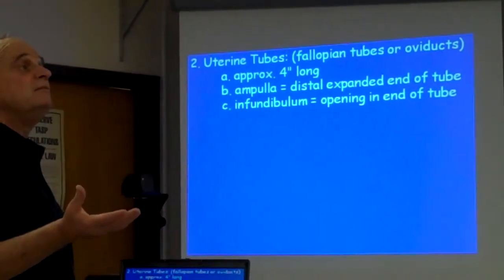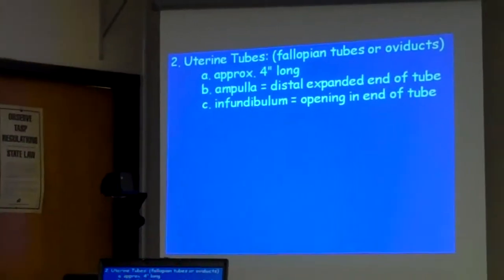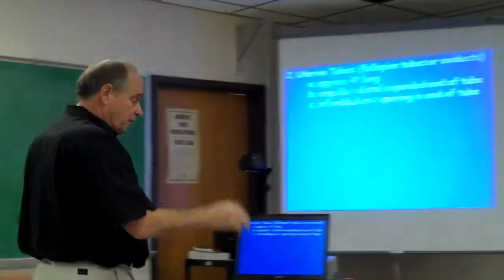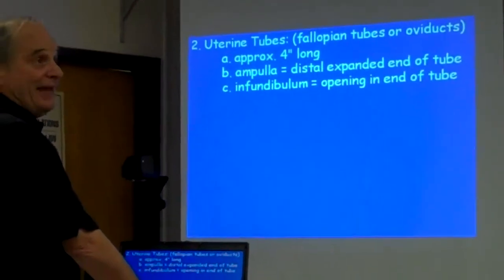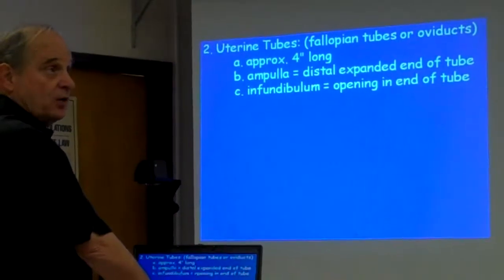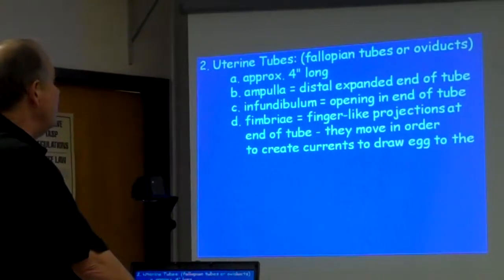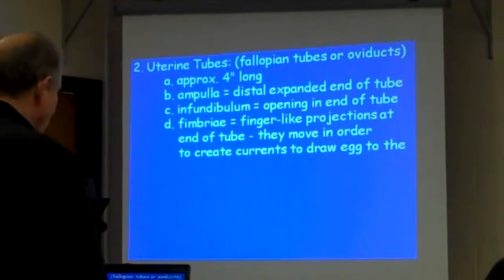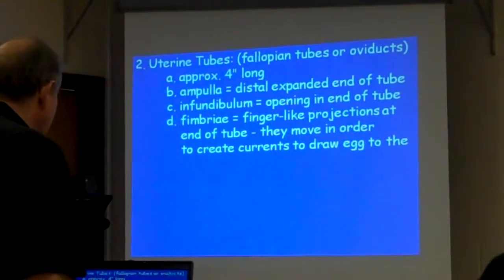Infundibulum is the opening. And some of this will be on your phone. The infundibulum is the opening, and at the end of the infundibulum, there are these finger-like projections called fimbriae, F-I-M-B-R-I-E. These work to draw the secondary oocyte toward the tube, and so the finger-like projections move in order to create, and that's a wrong term right there. I need to correct that. I don't know why I didn't, to draw, that should be, where's my thing?